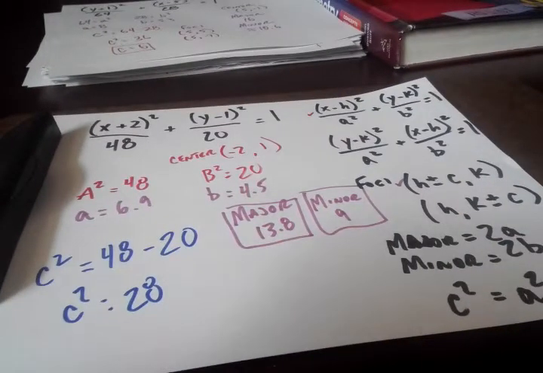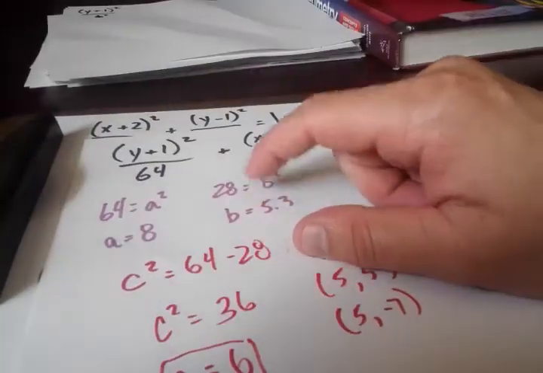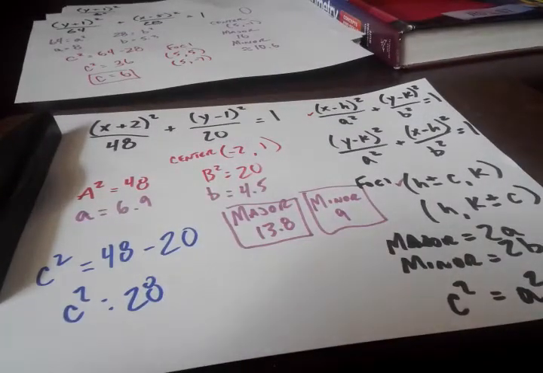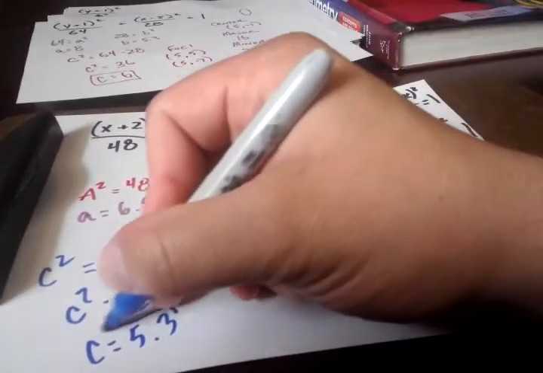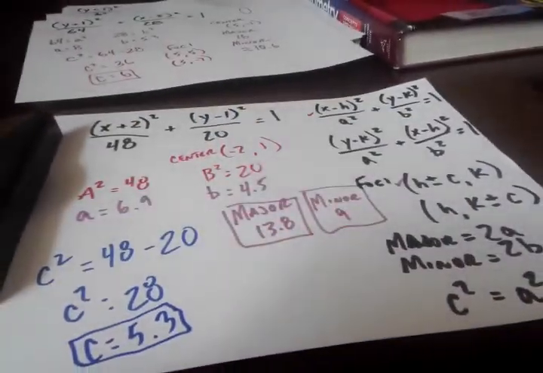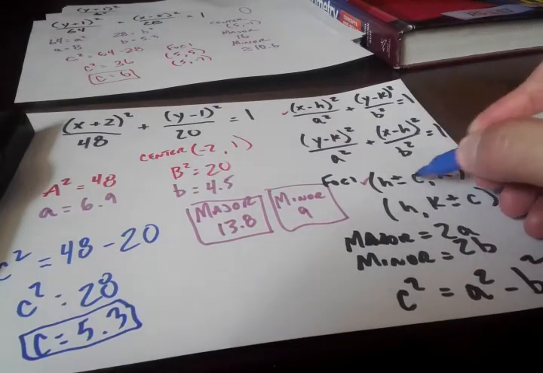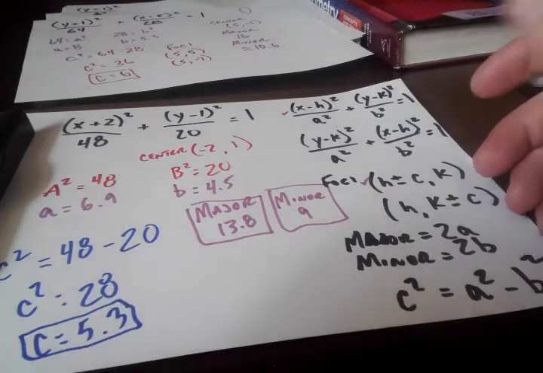And if we take the square root of 28, didn't we do that on the first problem? Yes, I think we did. The square root of 28 was 5.3. Perfect. So C is equal to 5.3-ish. Right, C is equal to 5.3-ish. I'm going to go ahead and add and subtract that to the H.